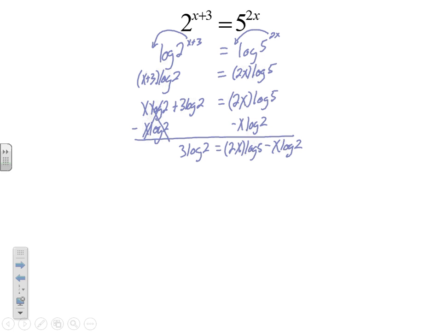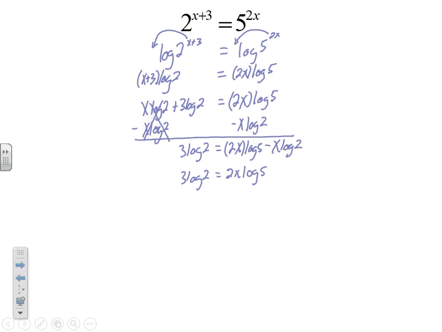Now, I keep putting the parentheses around the 2x before I say log of 5, and I do that just to show you that the 2 and the x are still being multiplied to the log of 5. I don't need to write the parentheses here, and I think it will be easier to see what I'm going to do if I don't have the parentheses anymore.